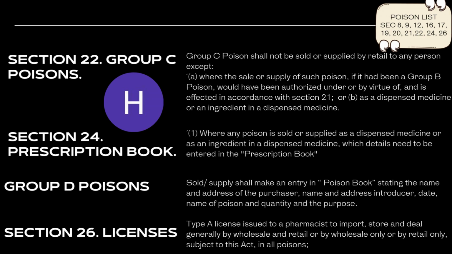Last but not least is section 26, which mentions the license of the pharmacies to import, store, and deal generally by wholesale and retail, or by wholesale only, or by retail only, subject to this act, in all poisons. So the type of license is a type A license. Please take a look at the example of the poison A license that I have attached in the slides material as well.